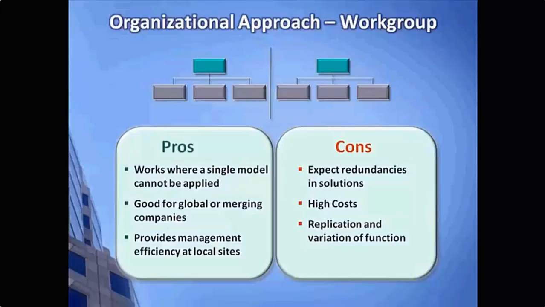So each subunit will implement whatever solution on their own in different ways, and it's quite possible that if you were to step back and look at all the subunits together, you would see that each subunit may be doing similar kinds of things in their own different manner. It's the most expensive in terms of implementing because, again, each subunit may buy their own tools, may utilize their own processes, their own staffing to run the processes. And expect that you'll see replication and variation in processes across the subunits as you go forward.